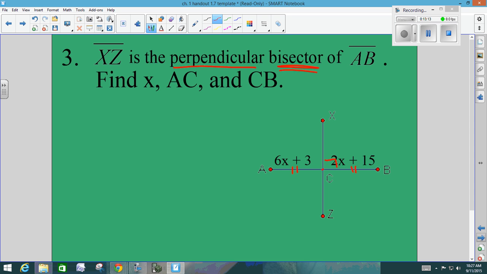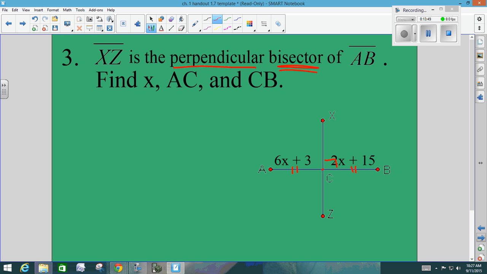Okay. We have to find the value of x and then the length of the 2 segments. Are my expressions representing angle measures or segment measures? How do you know it's not angles? But how do you know that? But it says it's perpendicular. And doesn't that mean angles? If they form those right angles, perpendicular? So why can't we say 6x plus 3 equals 90?